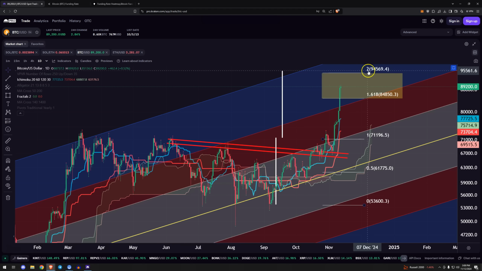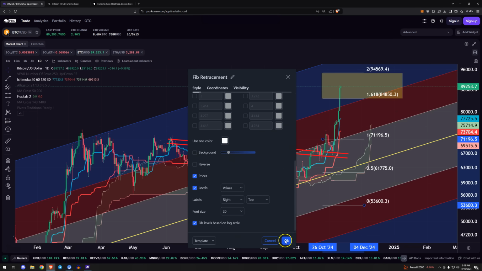That's why I use fibs. That's why I use the 2x move. It's automatically measuring the depth for me, as you can see here. That's what I'm measuring. I take the high to the low, and I get the measured move. You also get, with the fibs, the 1.618. I'm using log scale for people wondering. I'm using fib levels based on log scale as well.